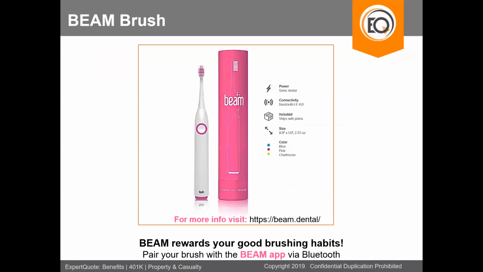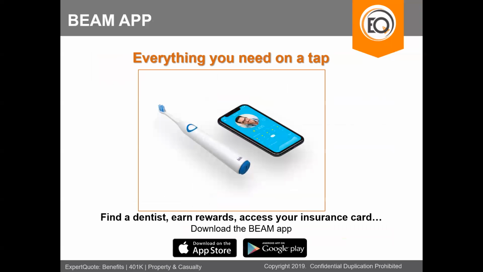Everybody that enrolls into Beam gets a Beam Bluetooth toothbrush and all of their dependents as well. It comes in 3 colors. So if you have 4 family members, someone's going to have to share a color. And this toothbrush pairs with the app. If you don't want to pair your toothbrush with the app, you don't need to. You can just download the app for the other perks that it has, like your digital ID card. Everyone will also get an ID card in the mail.